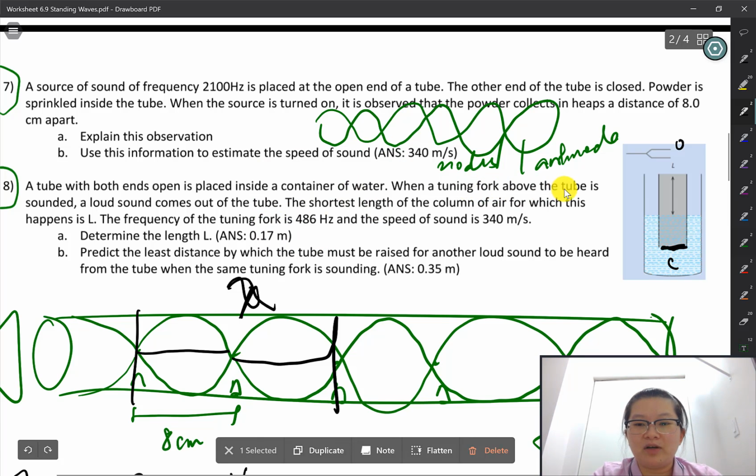When a tuning fork above the tube is sounded, a loud sound comes out of the tube. Woo! The shortest length of the column of air for which this happens is L. Okay, so that's the length there. The frequency of the tuning fork is 486 hertz, and the speed of sound is 340 meters per second. So we're given the frequency and the speed of sound. We can use that to figure out wavelength.